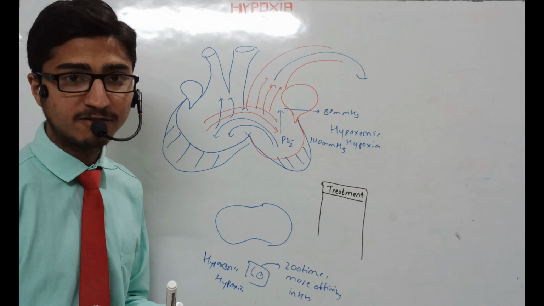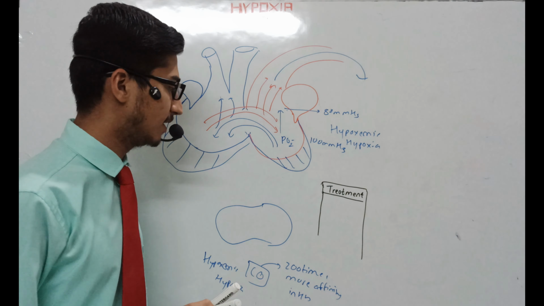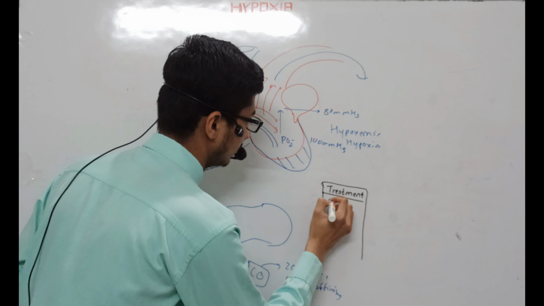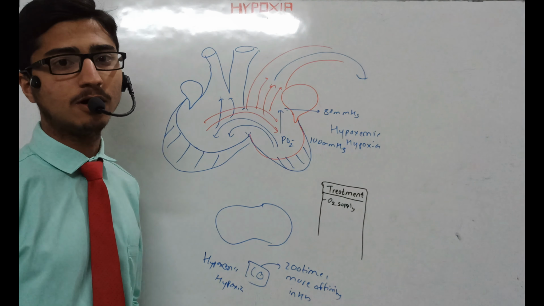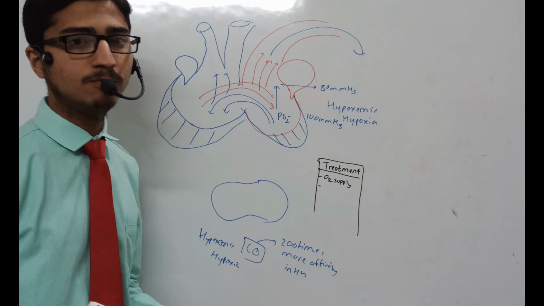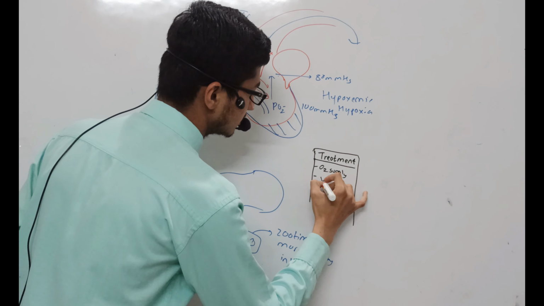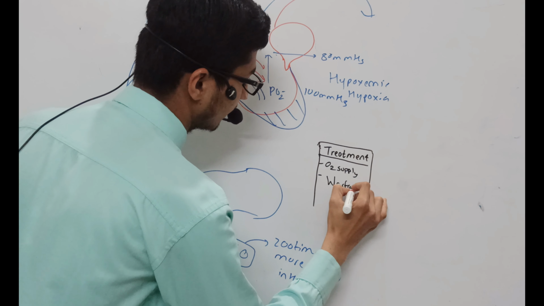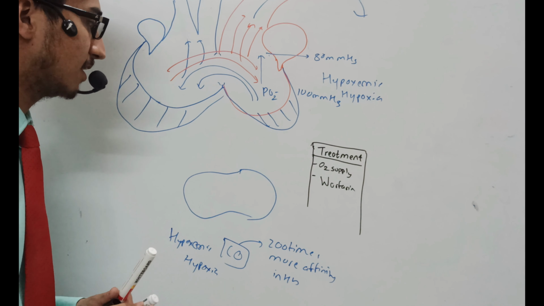Now what will be the treatment for this hypoxia? As we have discussed, the first treatment is O2 supply, but this is not for all kinds of hypoxia. Next, for thrombosis or embolus, what we can do is use drugs such as warfarin. This is nothing but a thrombolysing therapy.